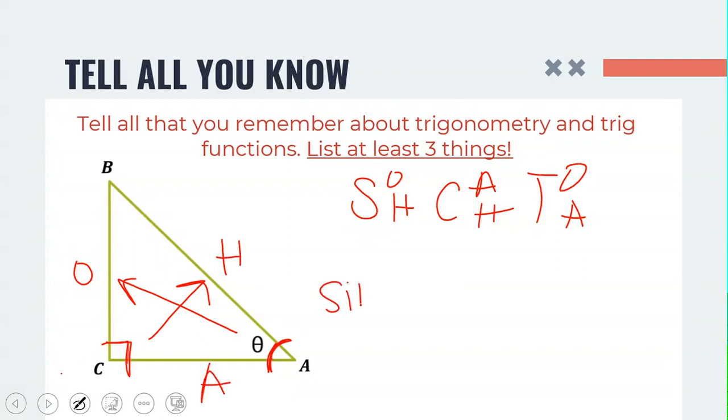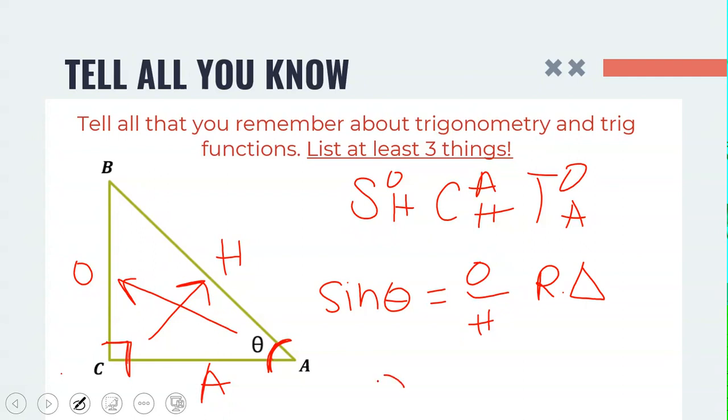So we could say sine of theta is equal to the opposite side. I'm just going to leave it as this since they don't have any measures, over the hypotenuse. We could define cosine or tangent in the same way. Maybe you noticed that this was a right triangle. Perhaps you were speculating that maybe it's a 30, 60, 90 or 45, 45, 90.